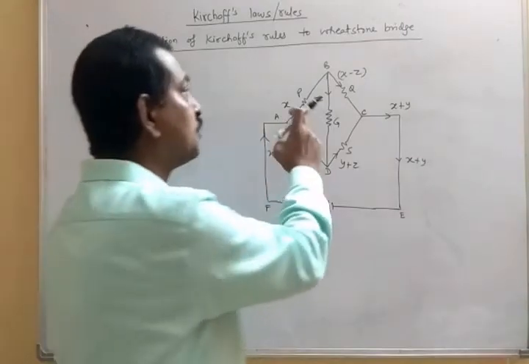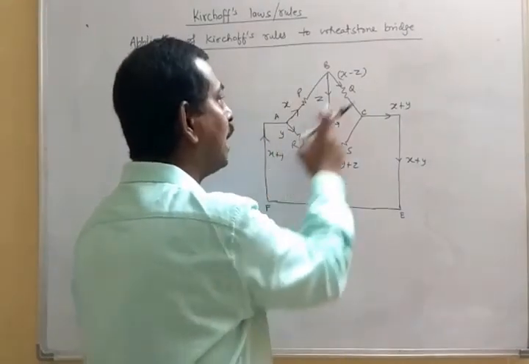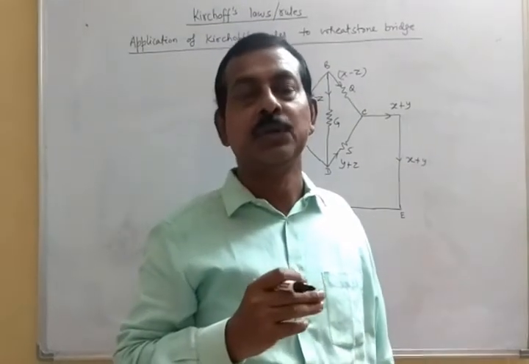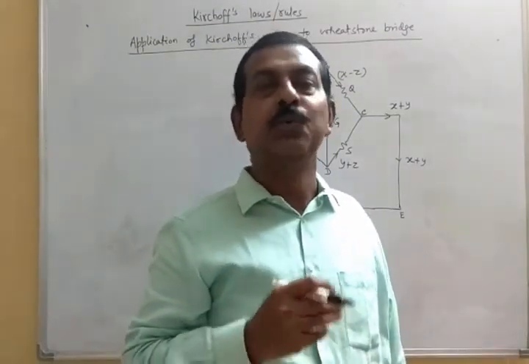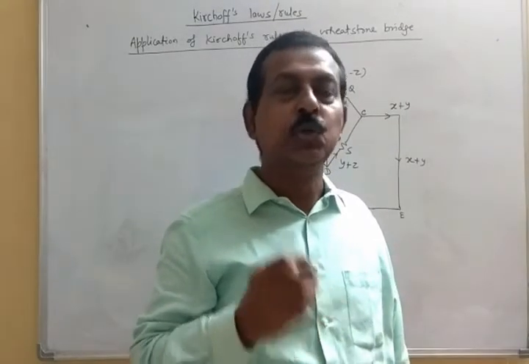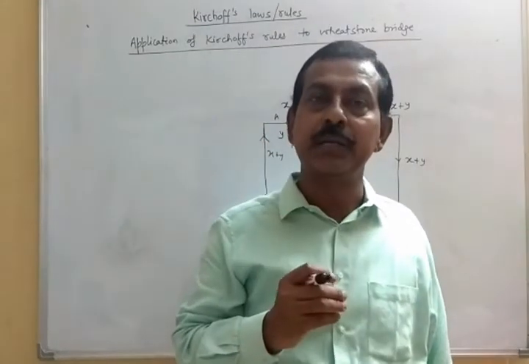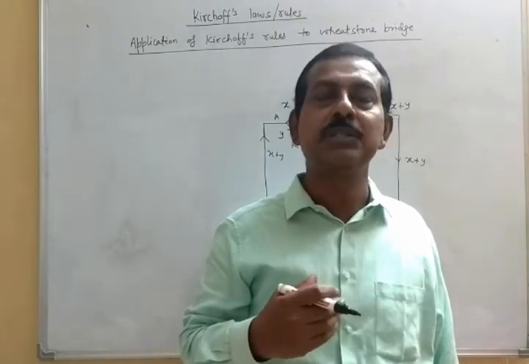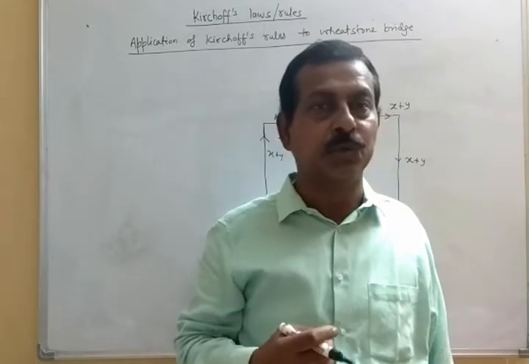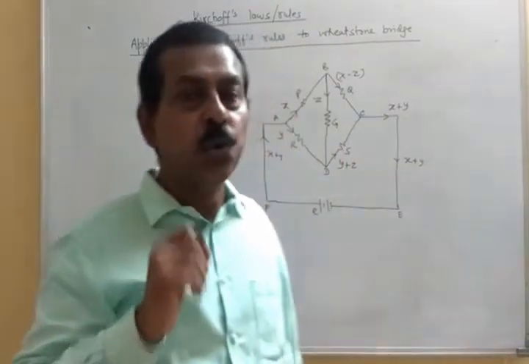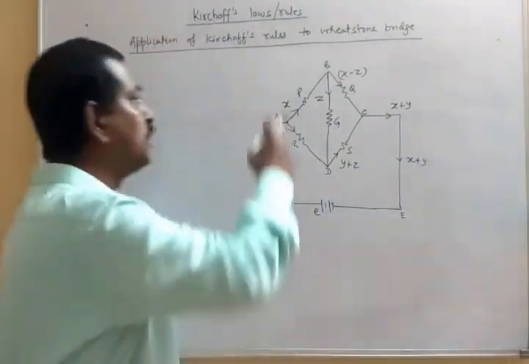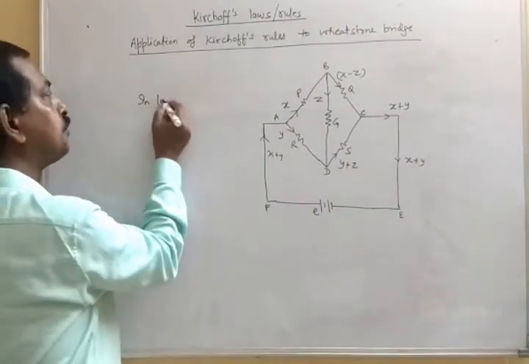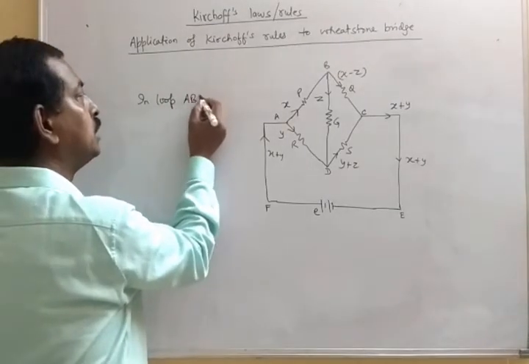We have used three unknowns, X, Y and Z. If the three unknowns are there, to get their values, we need three equations. So we will apply loop rule here to get those three equations. And solving those three equations, we can get the value of unknowns. So let's apply loop rule to first loop. We take the loop, say A, B, D, A. So in loop A, B, D, A.